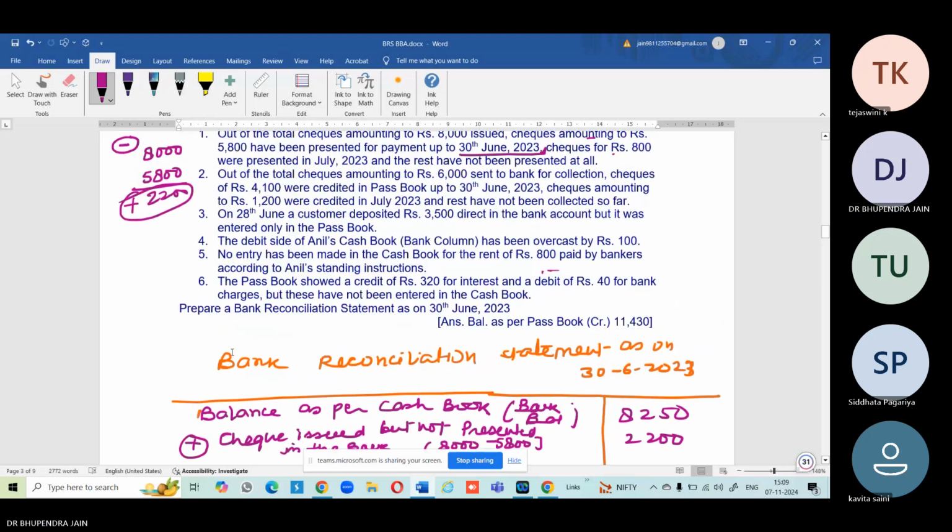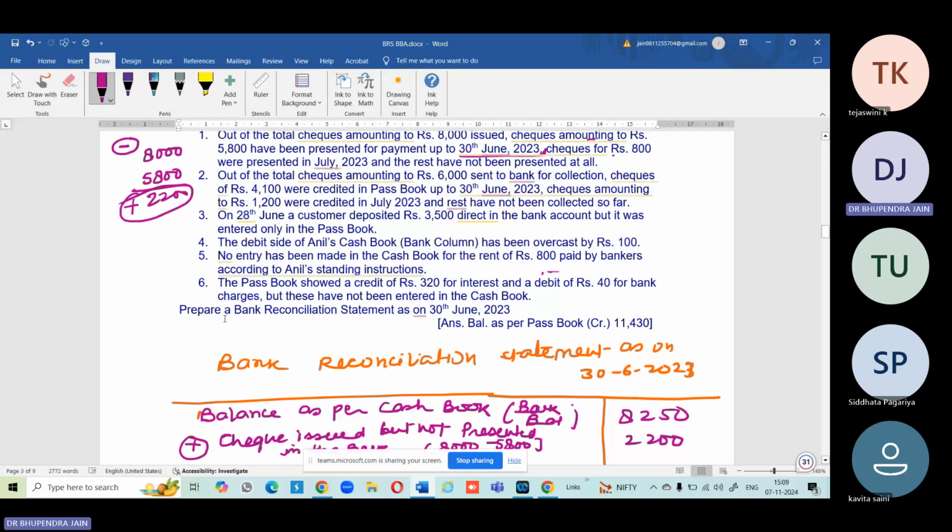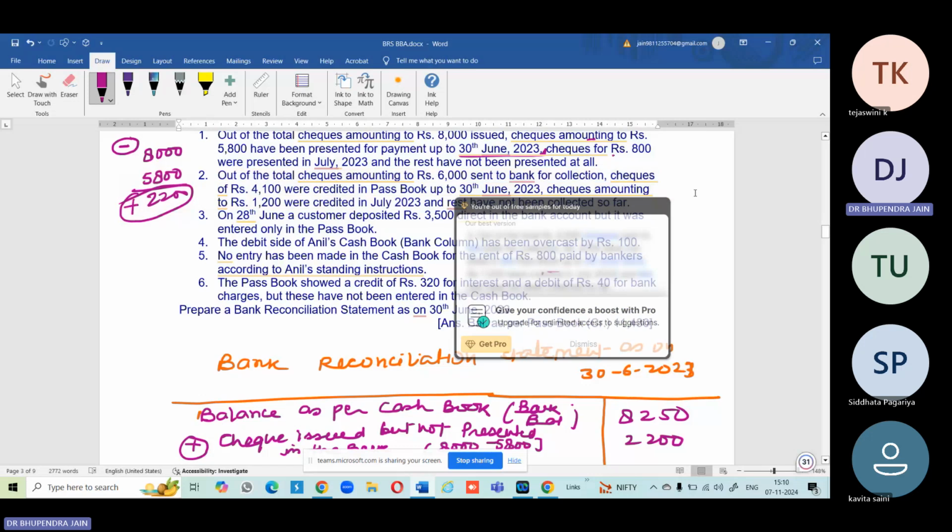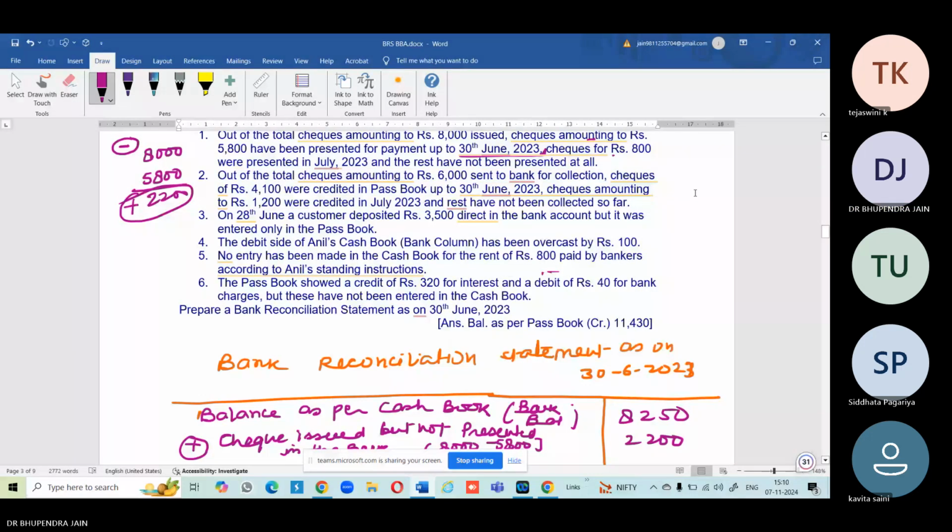Next statement. Out of the total checks amounting to 6,000 sent to the bank for collection. When will we send the check to the bank for collection? When we collect the check from the customer. Whenever we collect the check from the customer, we will definitely increase the bank balance in the cash book, because we will pass the entry: bank account debit to party.